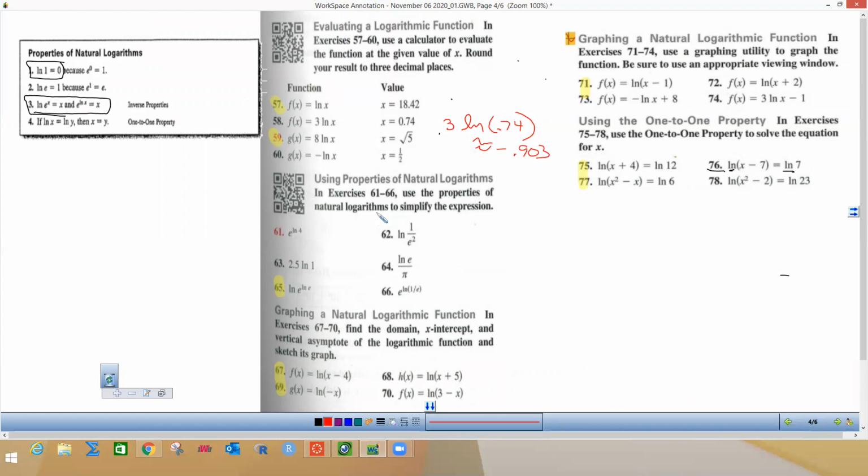Down here, you're supposed to do these using the properties. Properties, that's these things. Now, do you remember what I told you about? I don't think this is our homework.